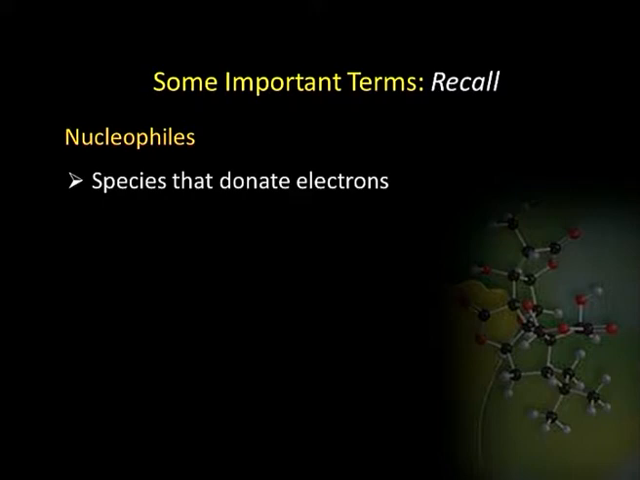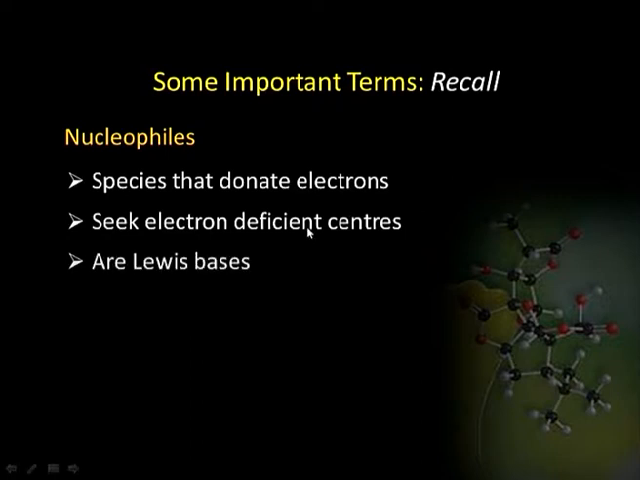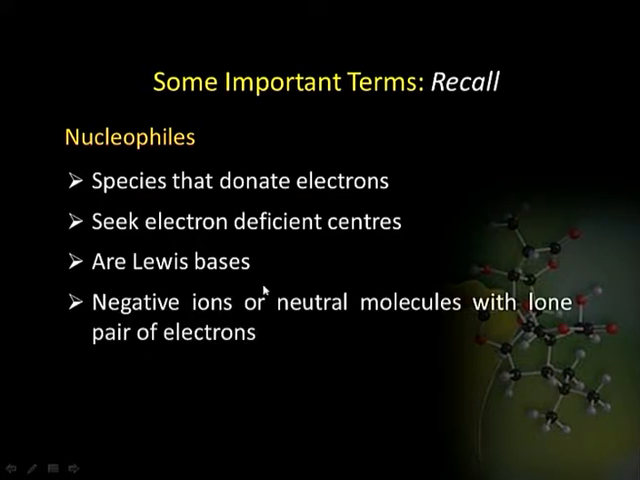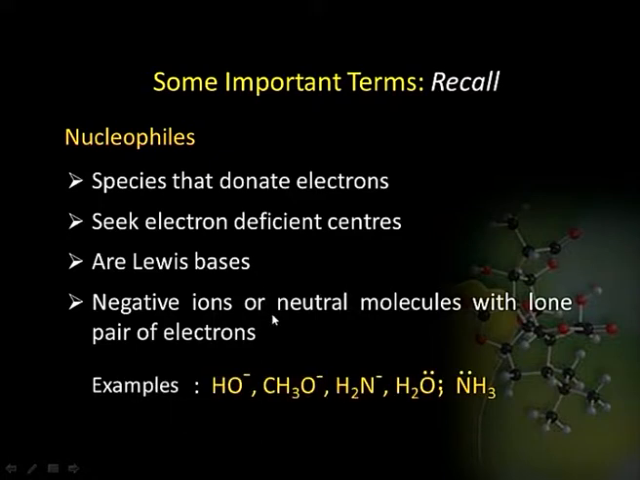So, what is a nucleophile? Nucleophile is the species that donate electrons, that is, they are electron rich. Therefore, they seek electron deficient centers, and generally they are Lewis bases. They are the negative ions or neutral molecules with lone pair of electrons. Some of the examples with negative ions are hydroxide, methoxide, amide, and the ones with lone pair are water molecule and ammonia.